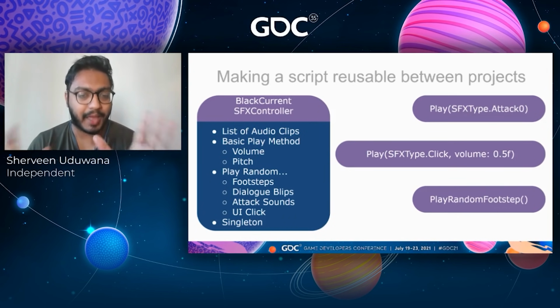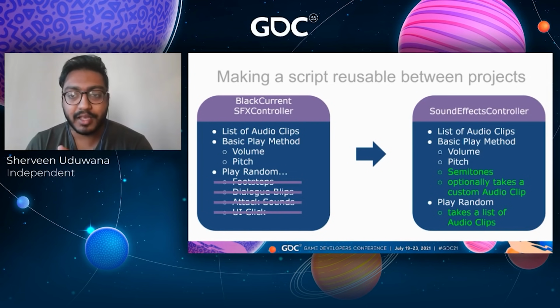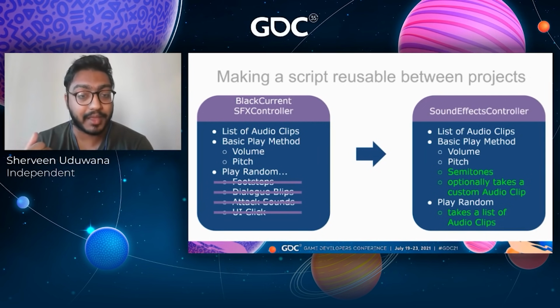This is just an overview of the same script. So again, a list of audio clips. Here are some examples of how the methods might work. I would just write play and the type of the sound effect, or I'd play random footstep. And this is what I did to generalize it. So it's still very similar. I still have a list of audio clips, and that basic play method.